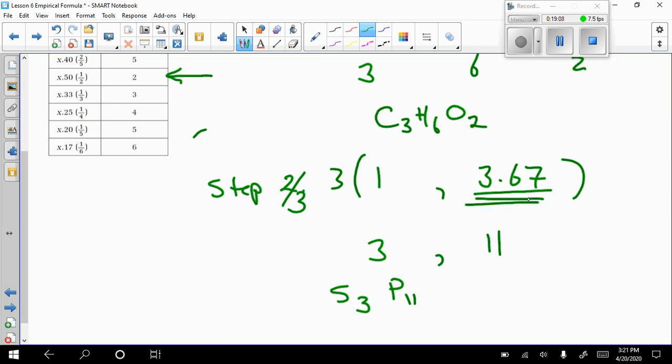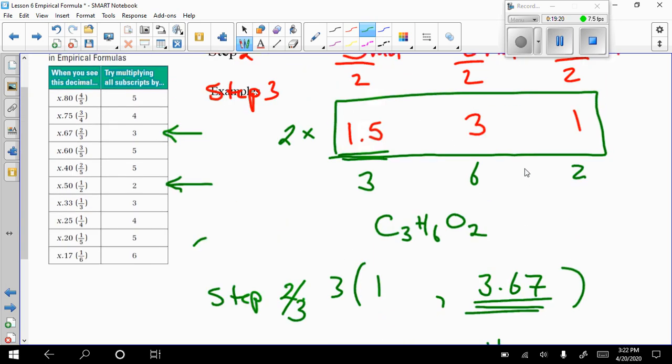So, just be aware that in step 2 and 3, as you're doing those calculations, you may end up with a number that doesn't allow you to round. A lot of you may think, well, I should just round that one to 4, but you cannot in this case. In the empirical formula steps, you can't do that. You need to use this table to try to get closer to a whole number.